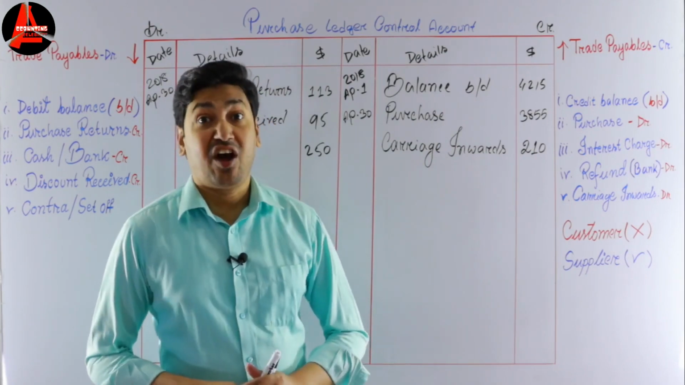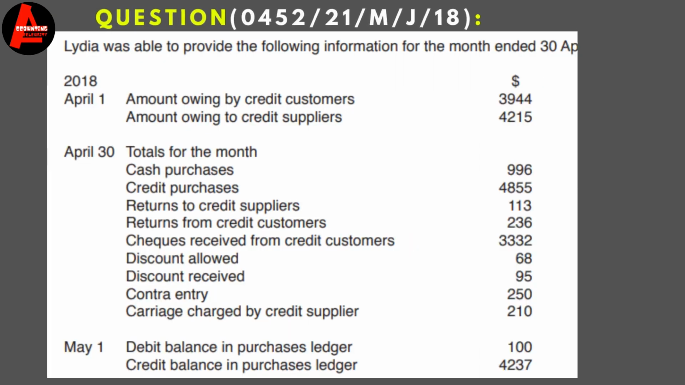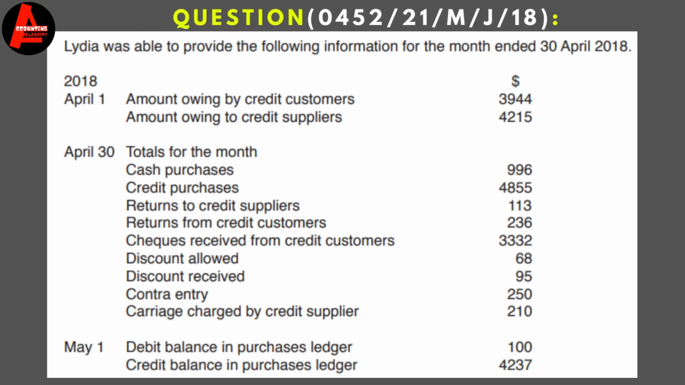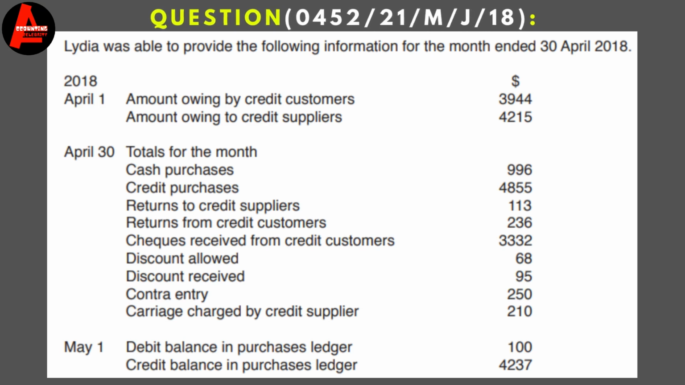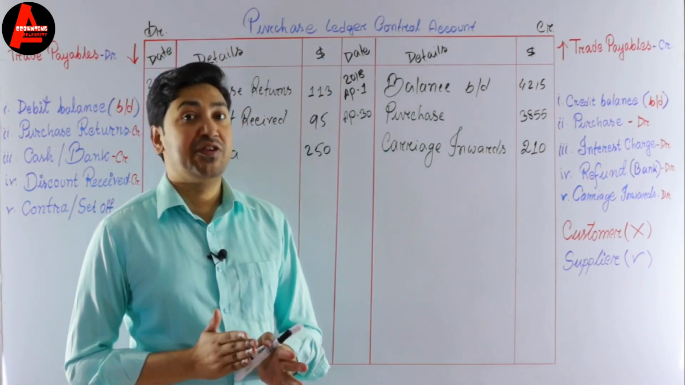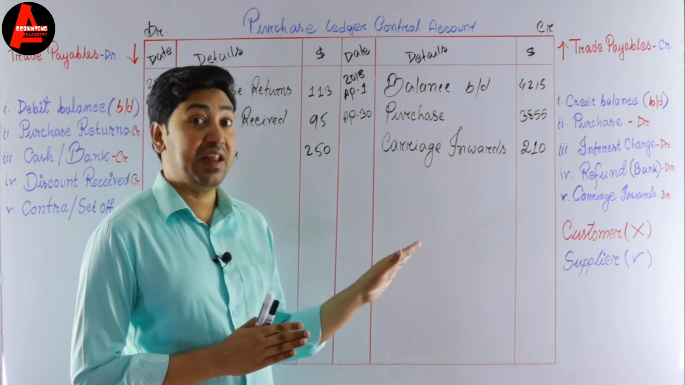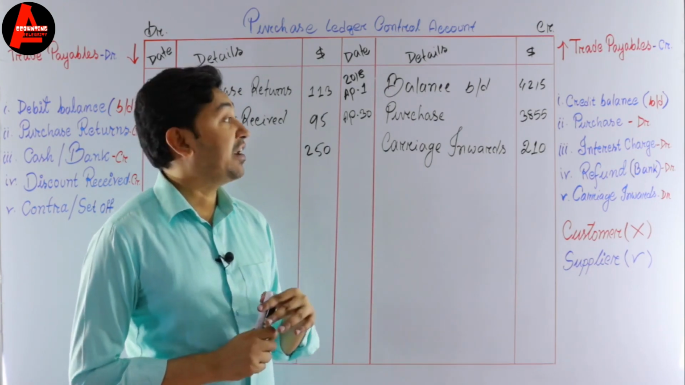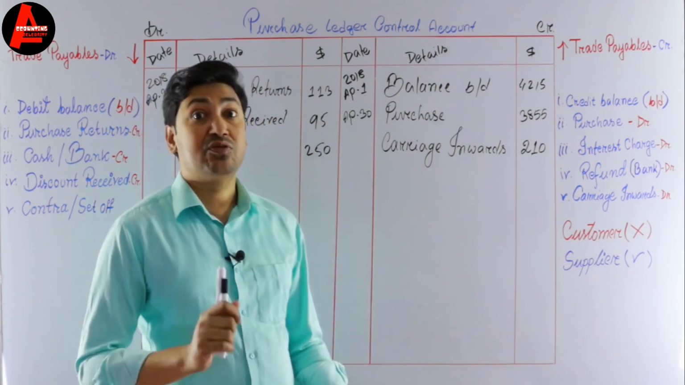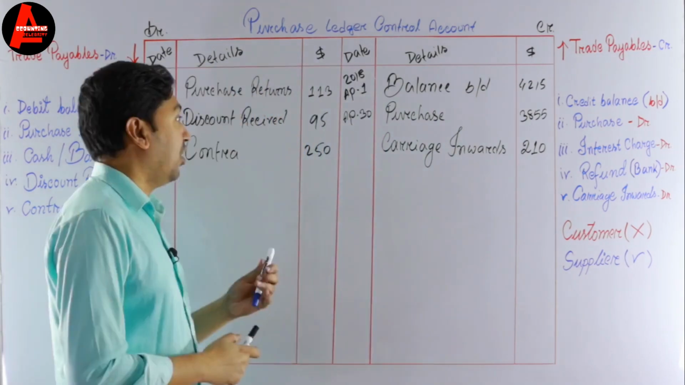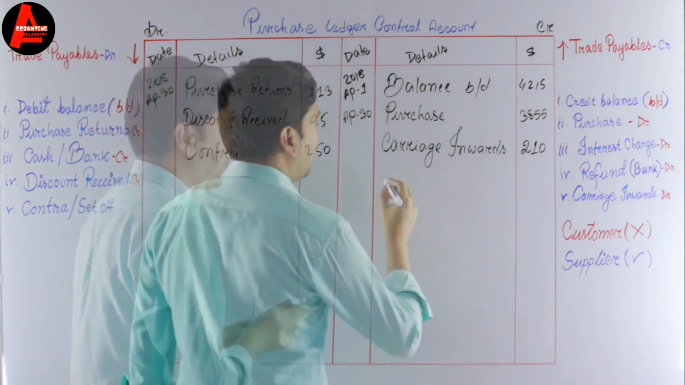Okay, so we recorded all the transactions. Now have a look at the question. There are two balances here. On May 1st, the debit balance in purchase ledger is $100, credit balance in purchase ledger is $4,237. Here this balance will be written first of all as balance CD, meaning balance carried down. But which side? The debit one we will write in the credit side, the credit balance we will write in the debit side. Remember, a very important tip. So let us write here balance CD.